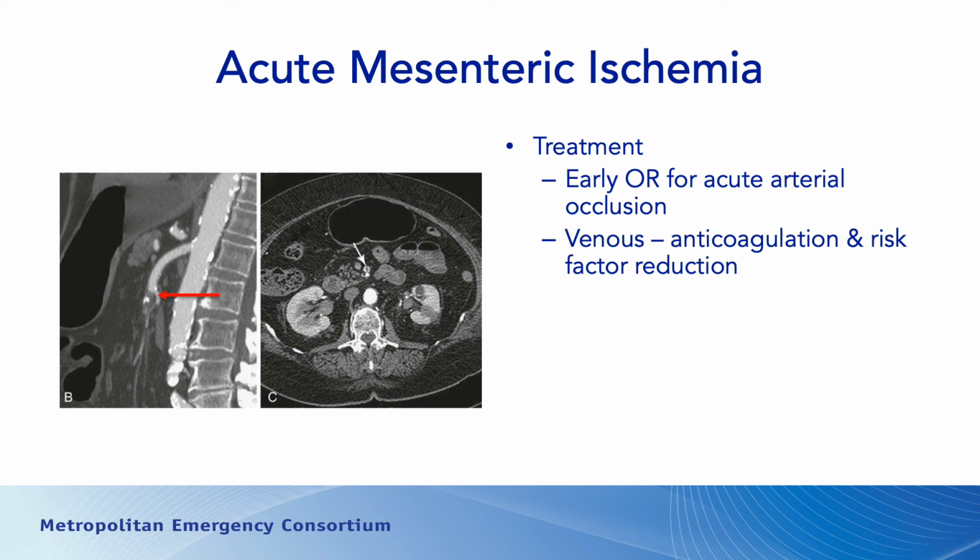How do we treat these patients? Well, if the patient has an acute arterial clot, they go to the OR and they have surgery. The clot's taken out. Any non-viable gut is resected. If it's a venous problem where there's like DVT of the veins of the gut, we tend to anticoagulate those patients and reduce their risk factors. So if they're hypertensive, we treat hypertension. If they're diabetic, we get their blood sugar under better control, and so on.